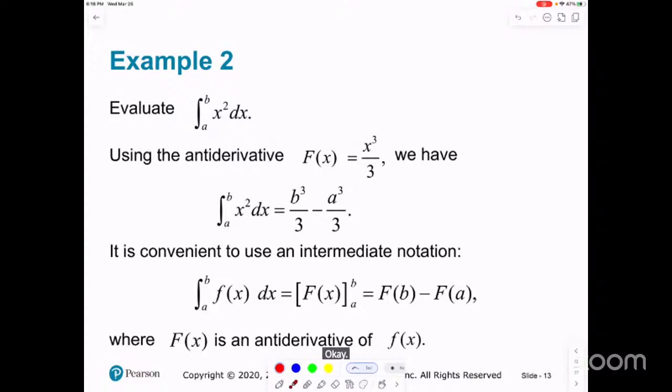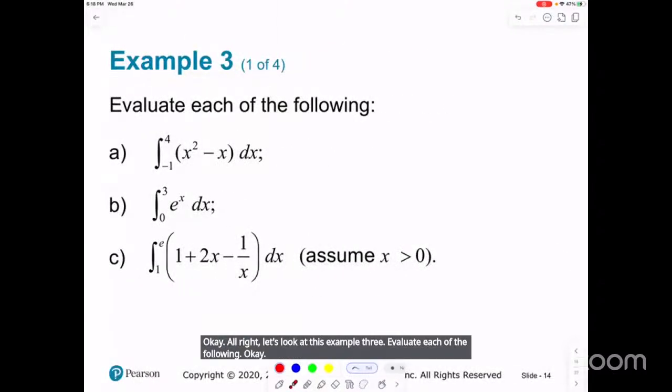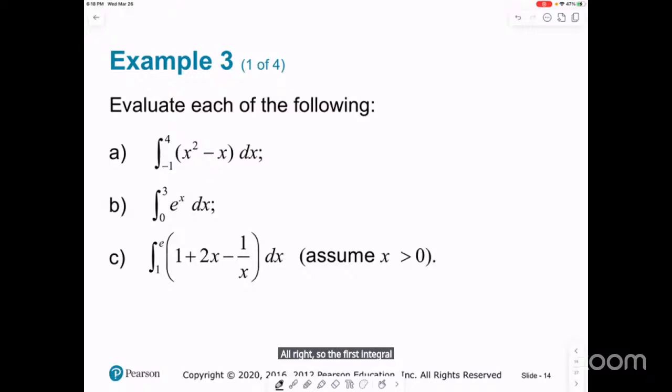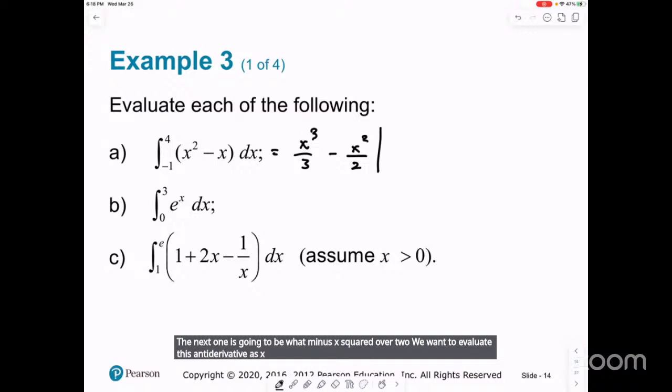All right, let's look at this example 3. Evaluate each of the following. Okay, I think these are fun. So let's go like this. All right, so the first integral, again, x cubed over 3. The next one is going to be what? Minus x squared over 2. We want to evaluate this antiderivative as x goes from -1 to 4.